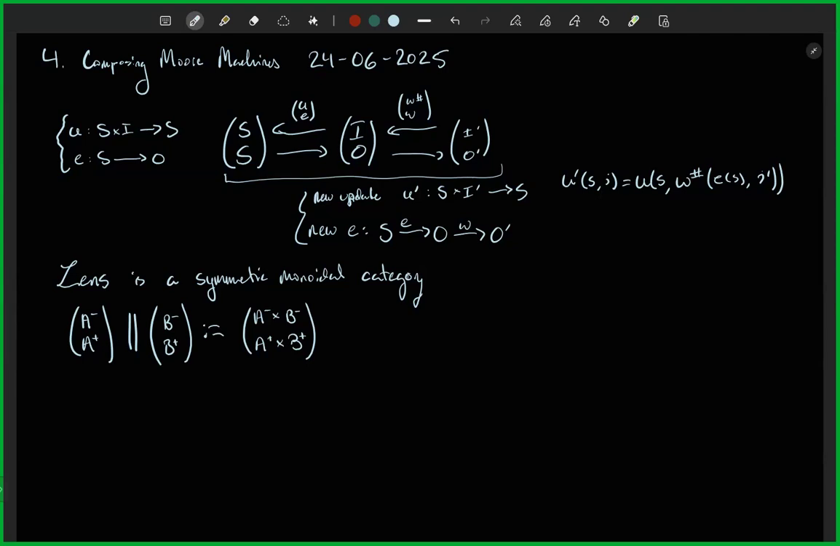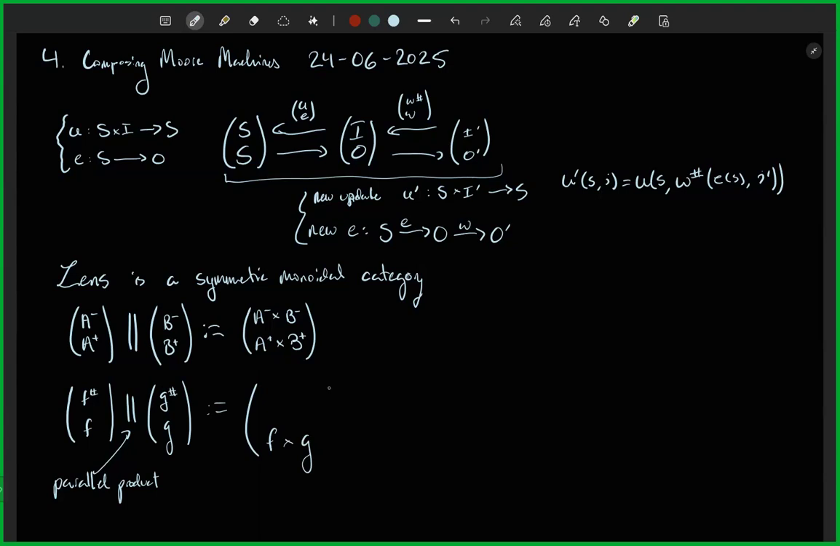Now, of course, for this to work, we also have to give a tensor product for lenses themselves. This is known as the parallel product. I'll write it up. And we'll see why shortly. And on the bottom, it's simple. But on the top, we actually have to do a little thinking. It's roughly speaking going to be just this. But that wouldn't have the right type signature.